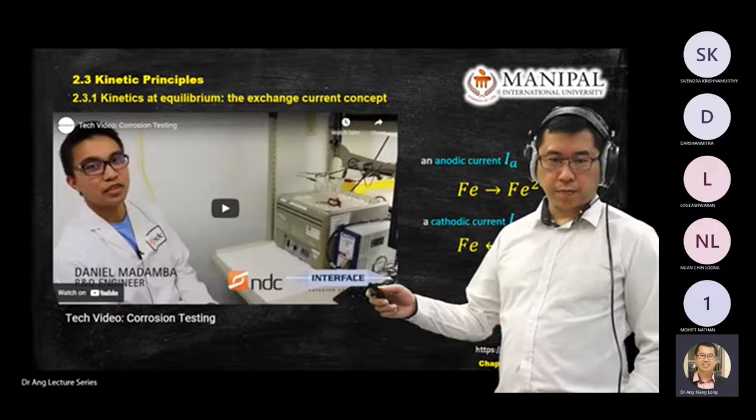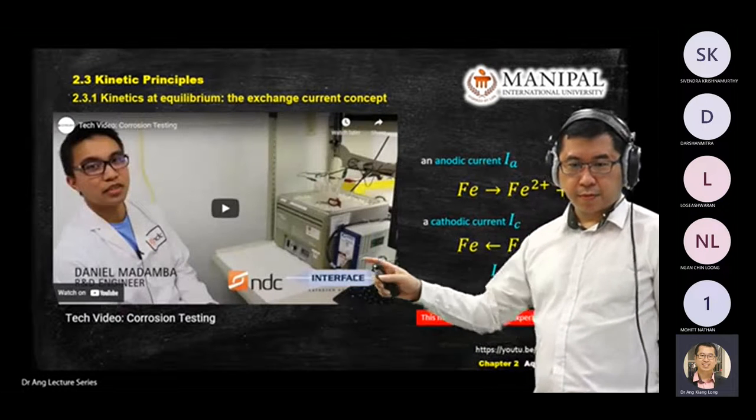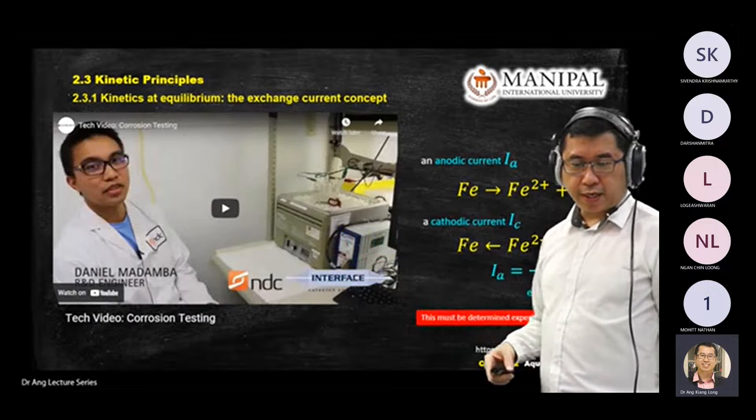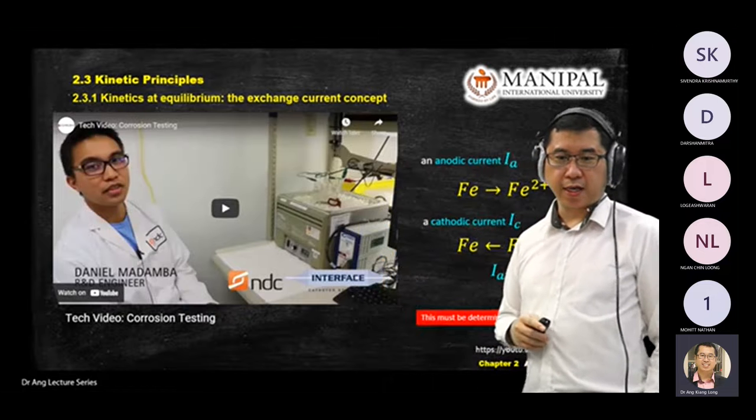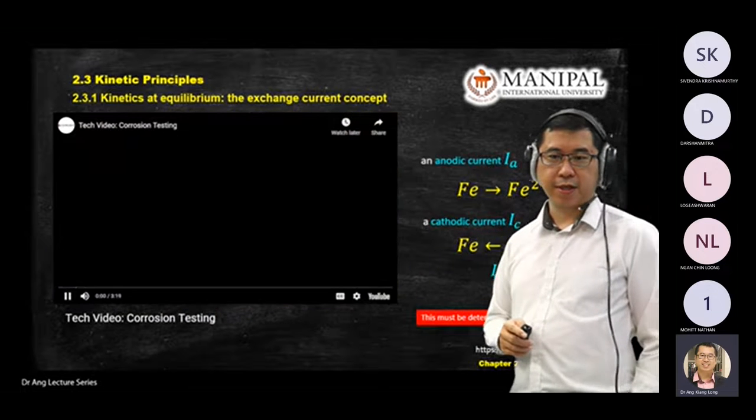Okay, so you see the wire over there, and you see the graph. This is how people conduct experiments for corrosion testing.